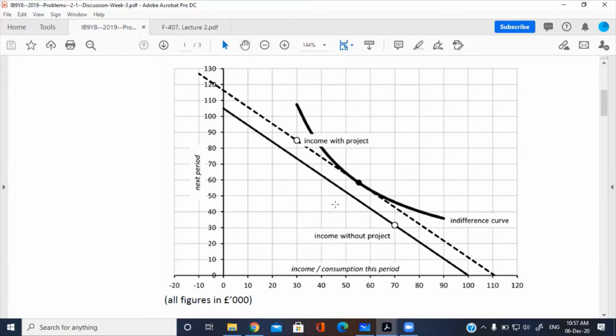After making the allocation for the project in the current period from today's income, I mean today's income of 70,000 without the project, and after allocating the amount for taking the project, that is 40,000, we have available income of 30,000 with the project for the current period. Don't get confused with the period. We are talking about the current period.